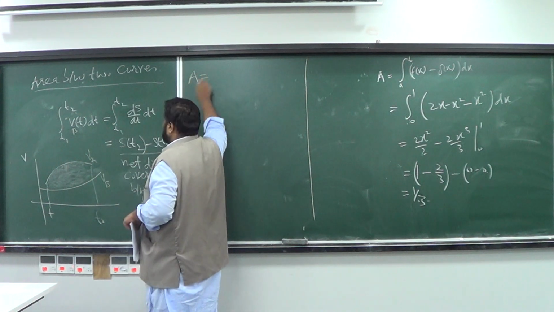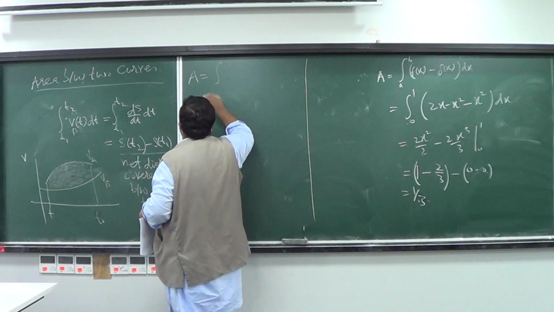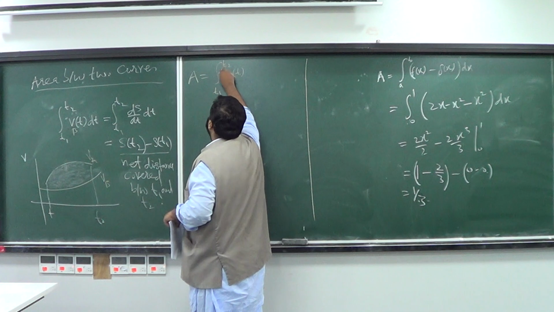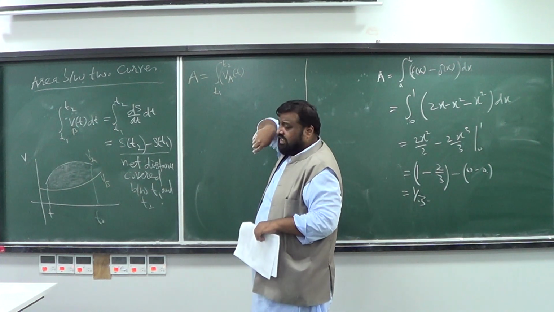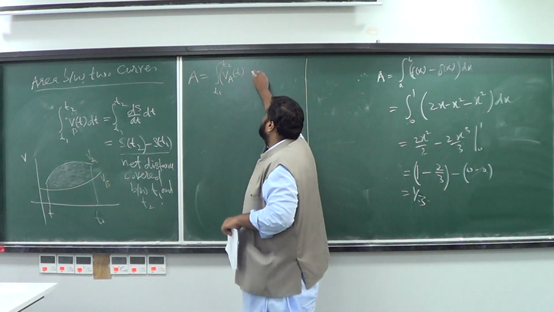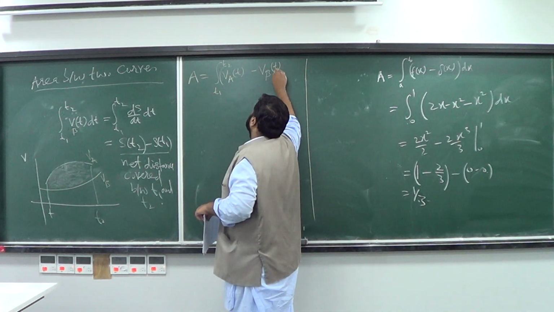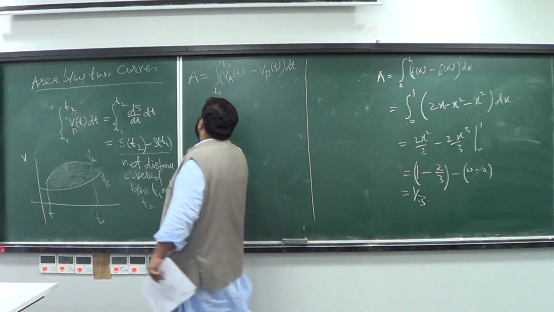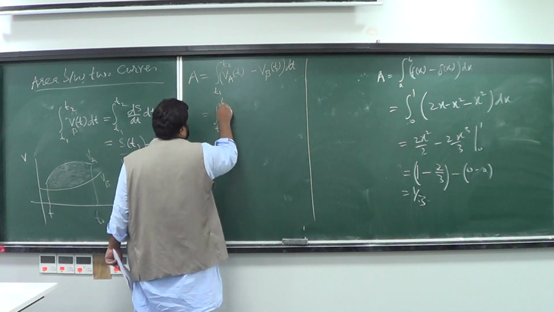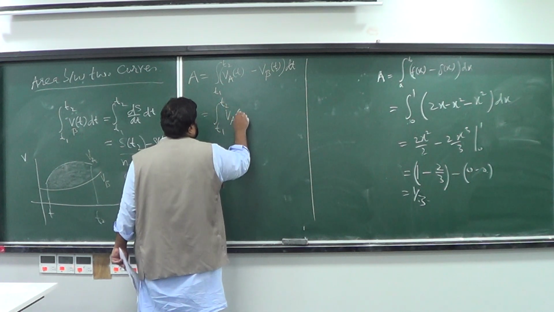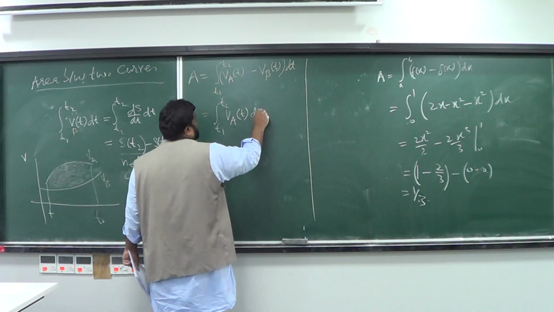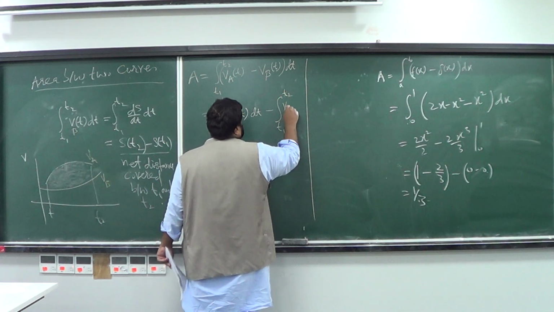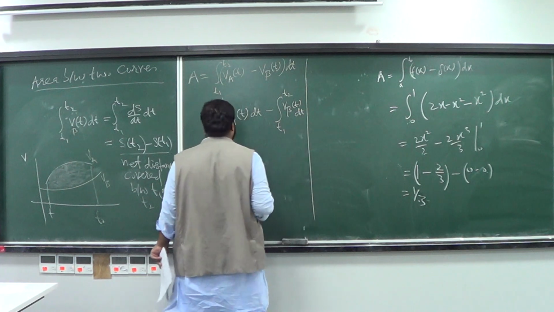So this area is going to be the integral from T1 to T2 of the velocity of vehicle A minus the velocity of vehicle B, dt. Okay, so I know this. But I can write this as the integral from T1 to T2 of the velocity VA dt minus the integral of the velocity of vehicle B between the instants T1 and T2.